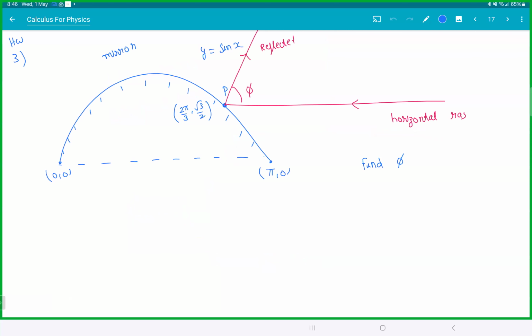This was the homework that I gave you. Anyone got an answer for this? How do we do this? See.